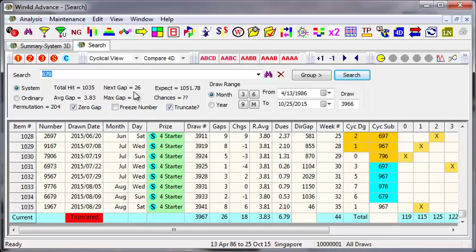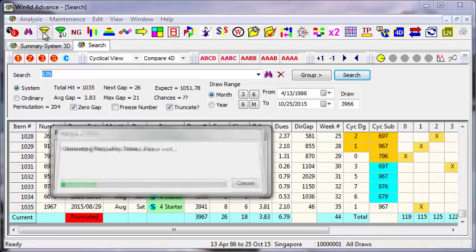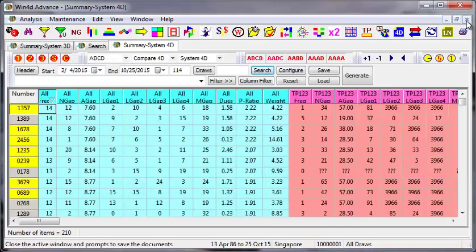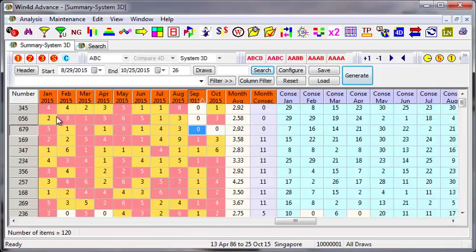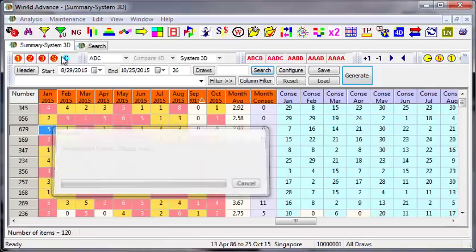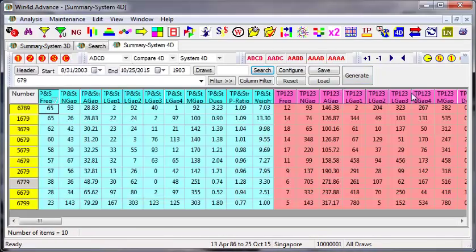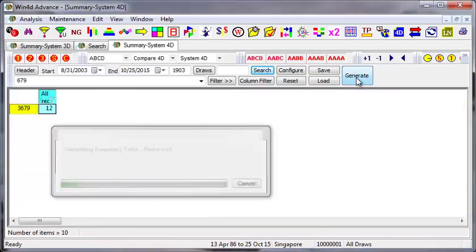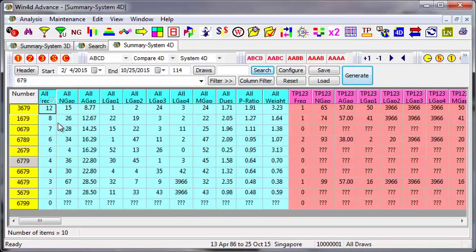The next thing I want to show to all of you is that if I were to go to search and then take a look at 679, we know that 679 has already exceeded the maximum gap, which is 21, now 26. So I think we are already there. We know it's already there. Alright, so very simple. In 679, sorry, let's go back to 679 just now.